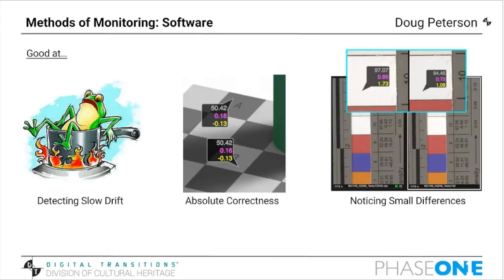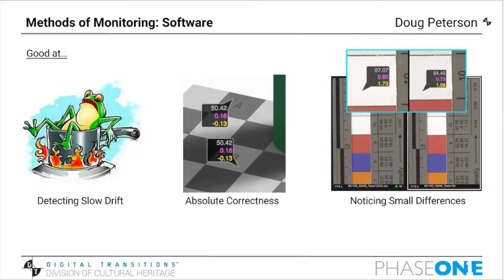So in contrast, if we monitor via software, we will be very good at detecting slow drift, right? The computer has an infinite attention span. It doesn't matter if the change has been very slow or very sudden. It's just numbers to the computer. Likewise, it's excellent at being absolutely correct.